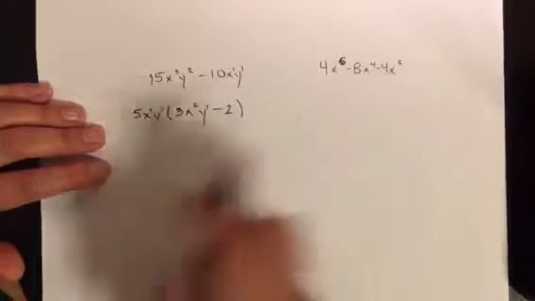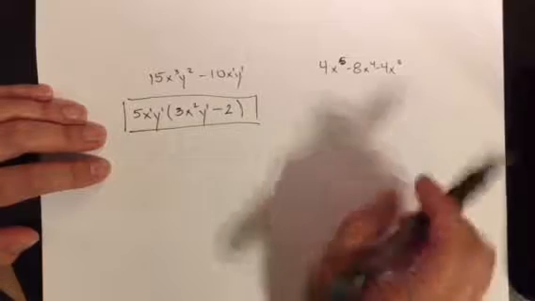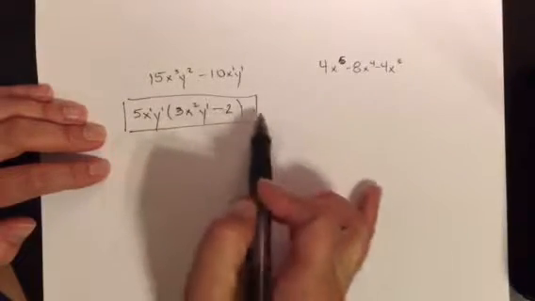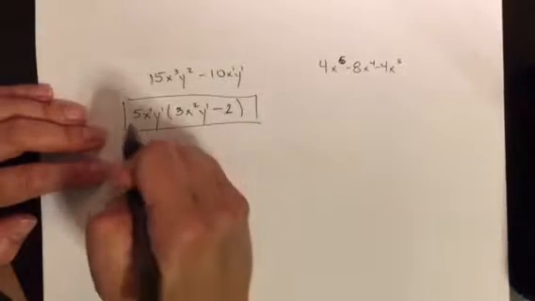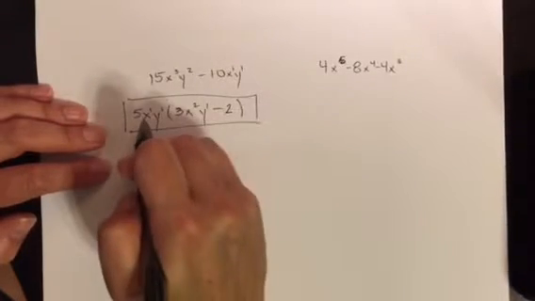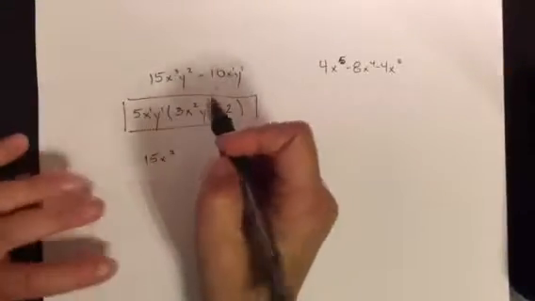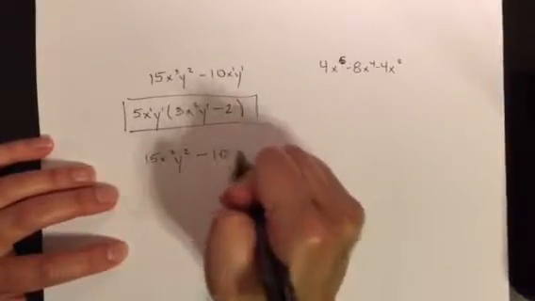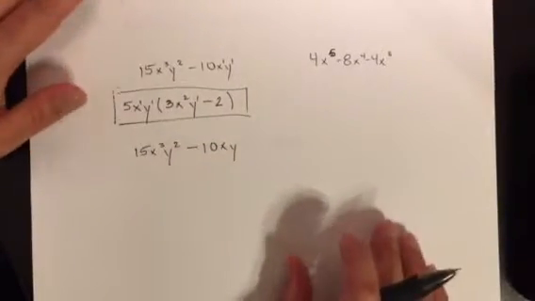So this is my answer. Now I'm going to go ahead and check my work, because we should never lose points on these, because we can always check our work. And we check our work by working the problem backwards. So if we distribute in, we should get what we originally had and were told to factor. So 5 times 3 is 15. X to the first times x squared is x to the third. Y to the first times y to the first is y squared, minus 2 times 5 is 10, and then I have xy, which is my original problem, so I know I've done it right.